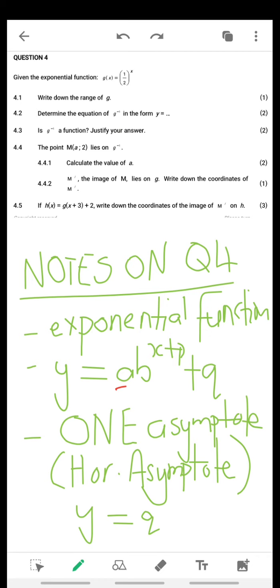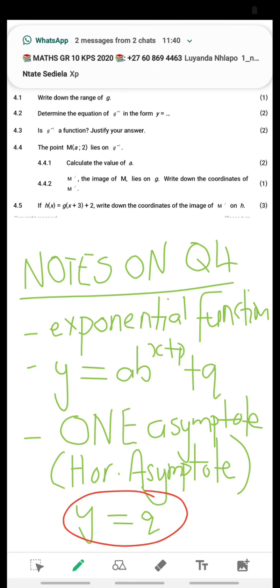Then also, one important property about exponential functions is that they have one asymptote, and that asymptote is the horizontal asymptote. So, meaning the inverse of exponential functions, which is the logarithmic function, will also have one asymptote, but it will be the vertical asymptote, the opposite. Now, the horizontal asymptote of exponential functions is given by y equals q.